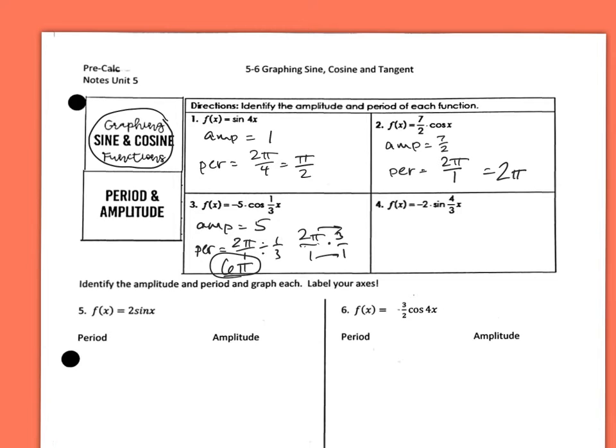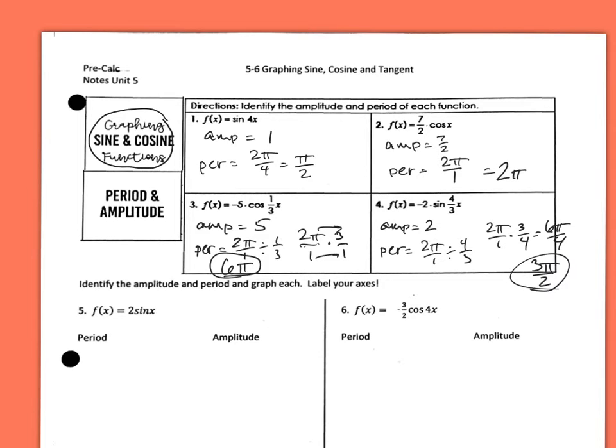One more time. Again, sine and cosine, amplitude is always a positive number out in front, and the period is 2 pi divided by the fraction, which turns into 2 pi times the reciprocal. So this gives us 6 pi over 4, reduce all fractions, 3 pi over 2.